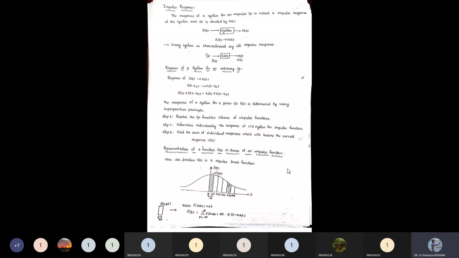How we can represent any function in terms of the impulse function, how we can convert any function into the impulse function.